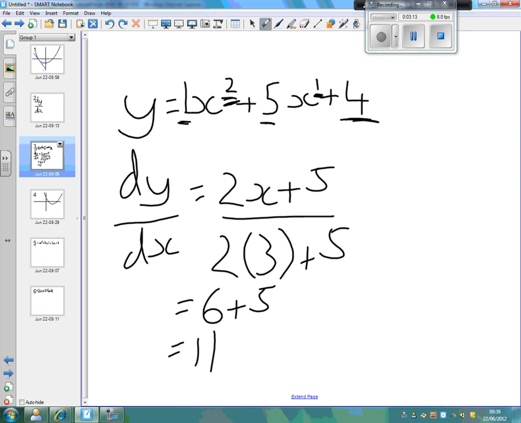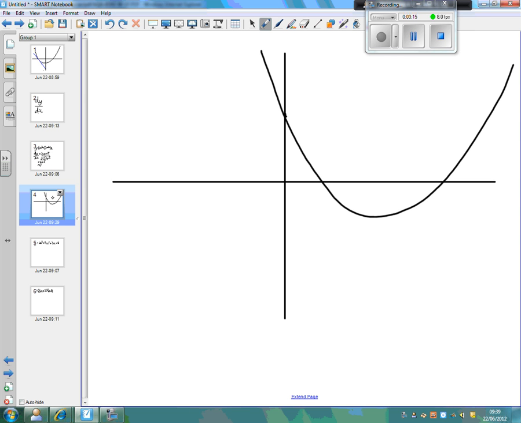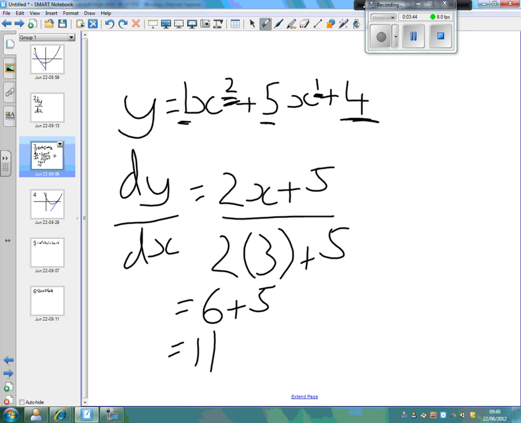So now the graph would look something like this. If we then pick the point x equals 3, which would be around about here, and then drew a tangent to that line, which looks something like that, except touching the graph, the gradient of that tangent would be 11, as we just worked out. So that's what differentiation does.